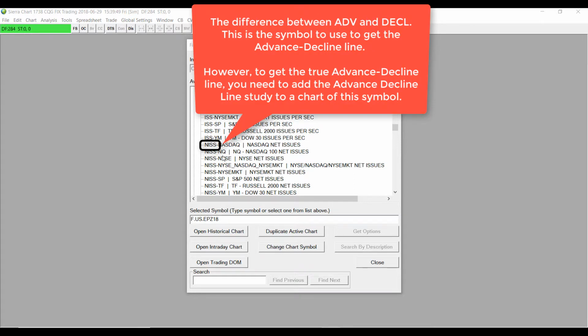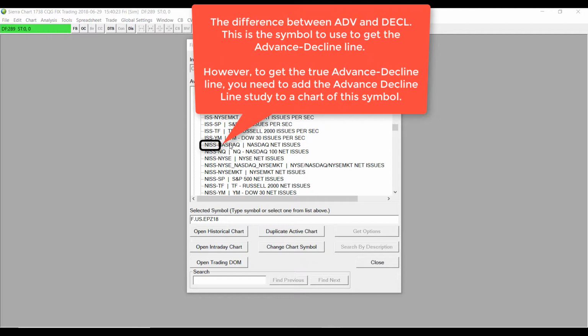Now, I know it's a little hidden, and that's honestly the reason why I made this video, because there's really no clear definition that this is the AD line on this platform. So that's why I wanted to give a brief description of each of these symbols, because they're not exactly the whole telltale sign based off of their symbol prefixes. So once again, the NISS is the AD line. Now the actual definition is the difference between the advanced and the decline line. This is the symbol used to get the advanced decline line.